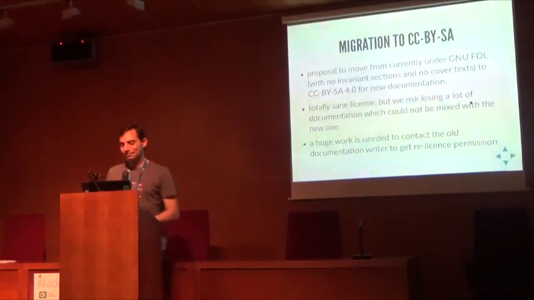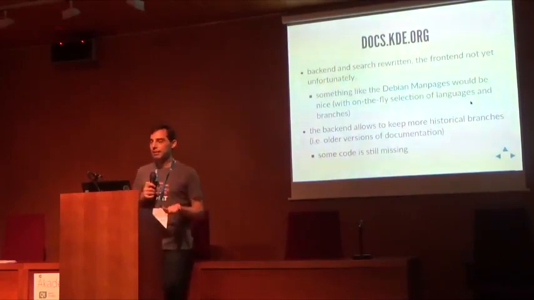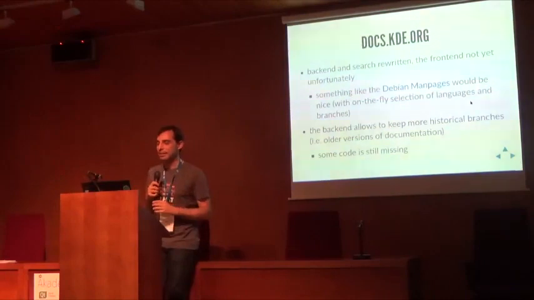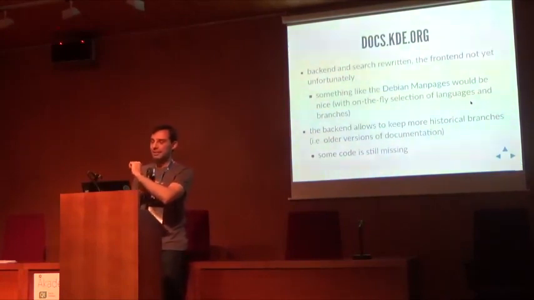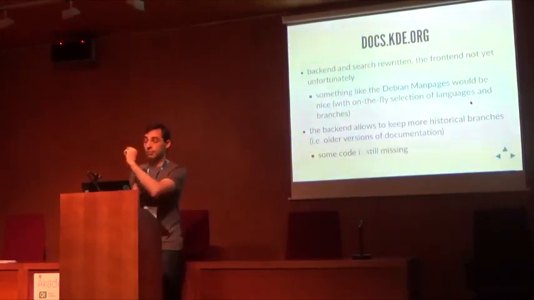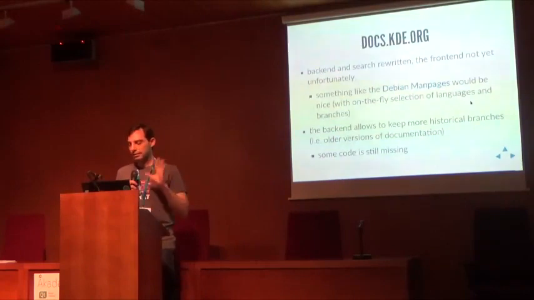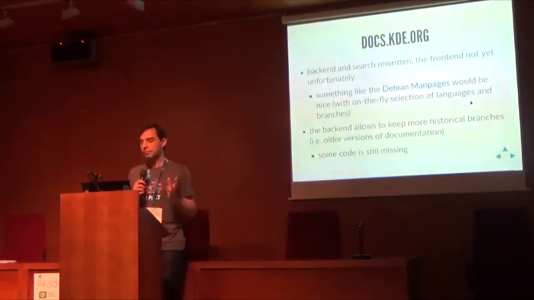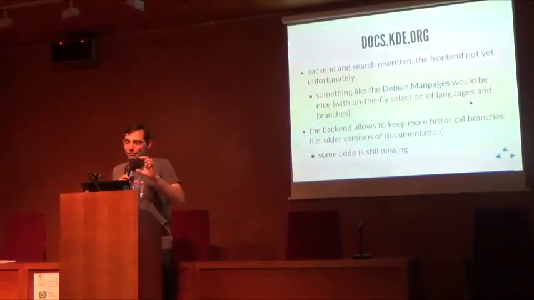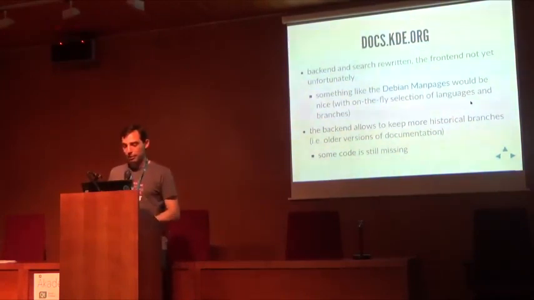But, okay. Now, patch two. And the website, as I mentioned before, the backend was rewritten. We need to do the front end and something nice. Something like adding one page would be nice, where you can set some, like the language and the different versions online. And even if the backend allows keeping all the branches, like all versions of Plasma, all versions of applications, that piece of code is missing. So there was one reason for writing the script and stopping it at that point.